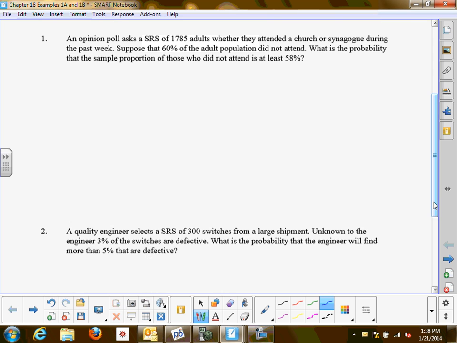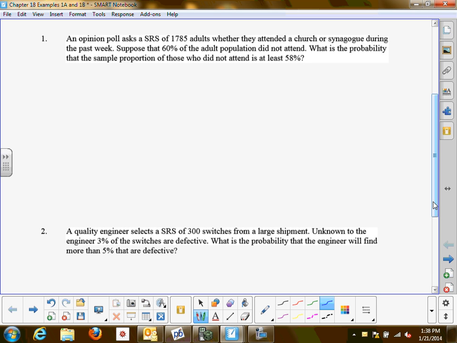So here we go. Number 1. An opinion poll asks a simple random sample of 1,785 adults whether they attended church or synagogue during the past week. Suppose that 60% of the adult population did not attend. What's the probability that the sample proportion of those who did not attend is at least 58%? So let's walk through what each of these things is. What does 1,785 adults represent?